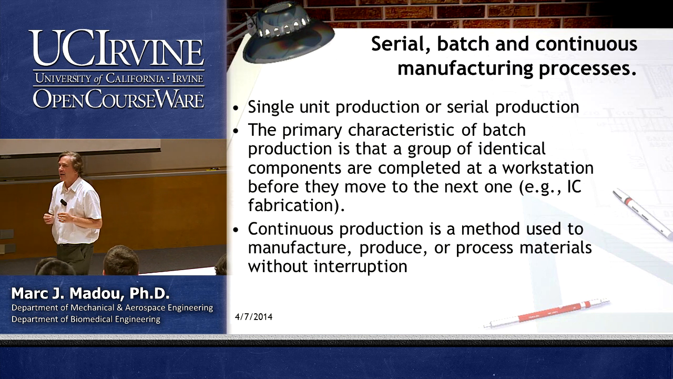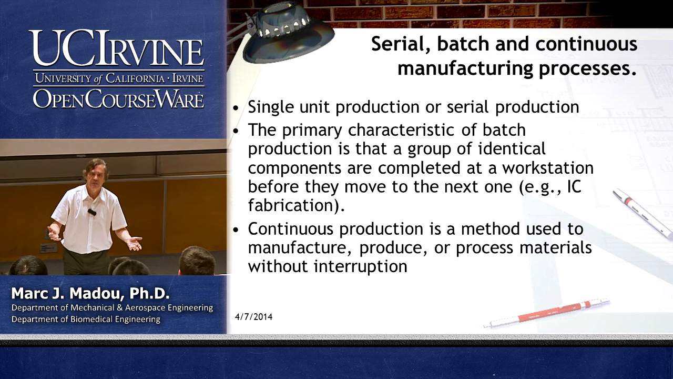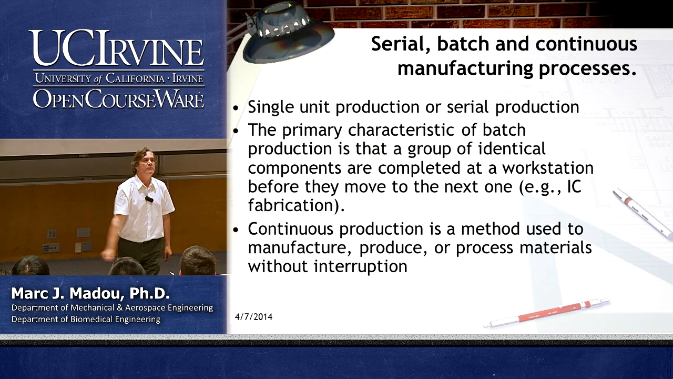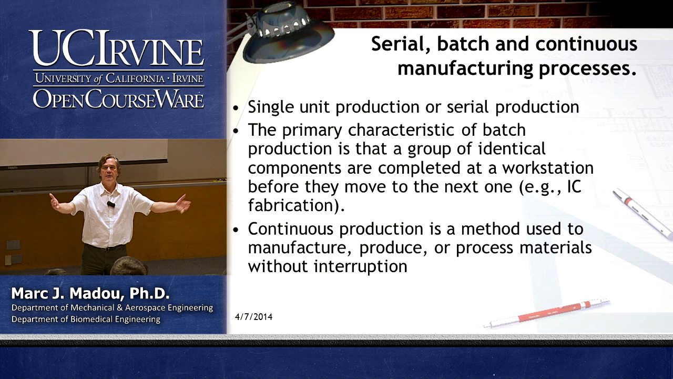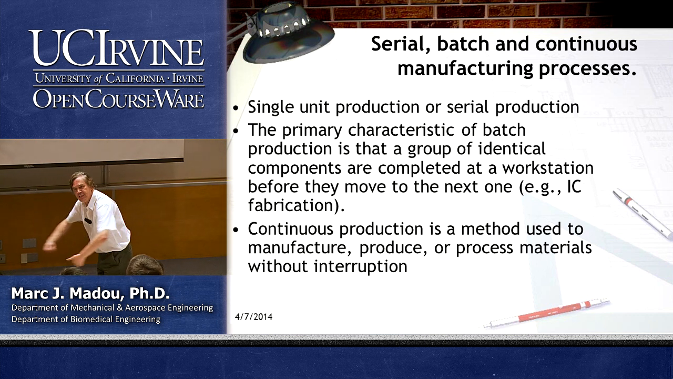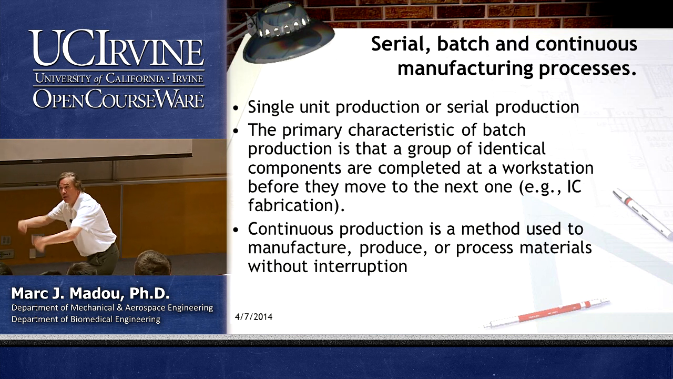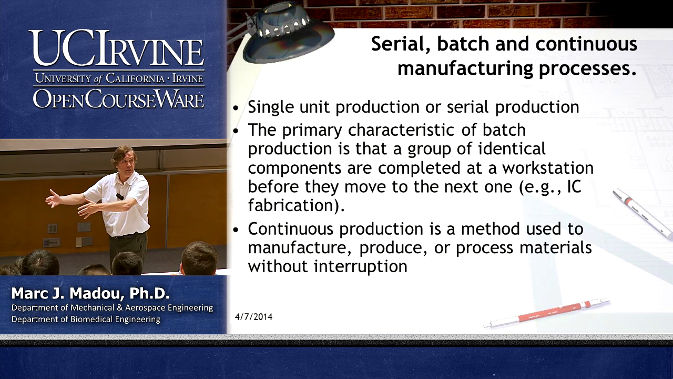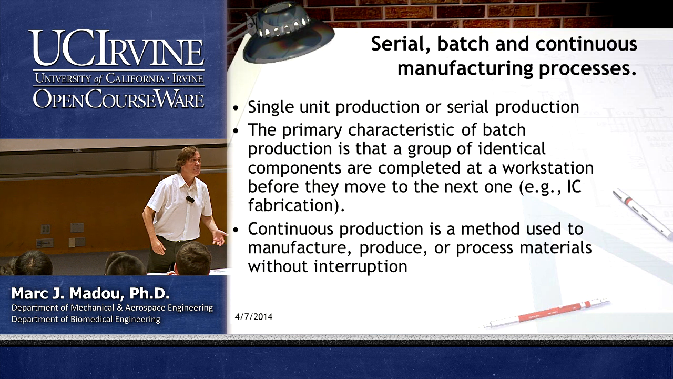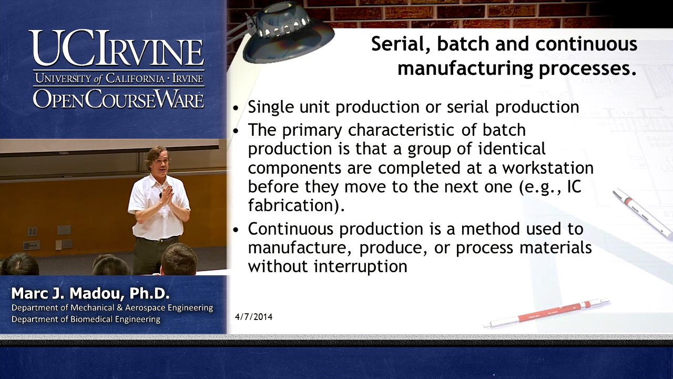What's yet better than batch? Continuous. Now you all know an example of continuous manufacturing, newspaper printing. You have a roll that feeds the paper into the pickup roll, and you make continuous product, be it Time magazine, be it a newspaper, that's continuous manufacturing.